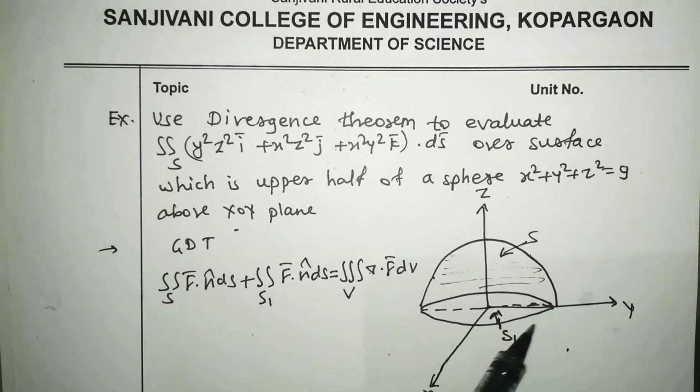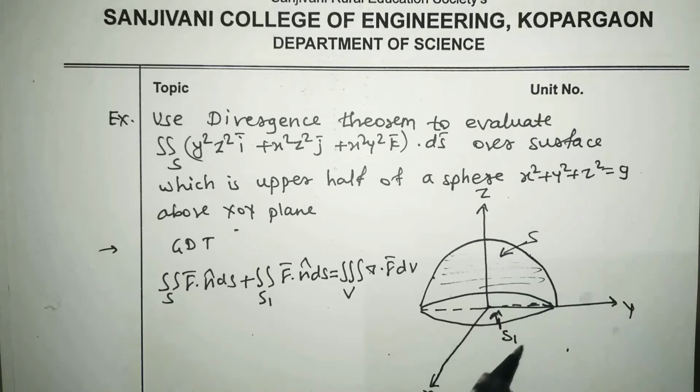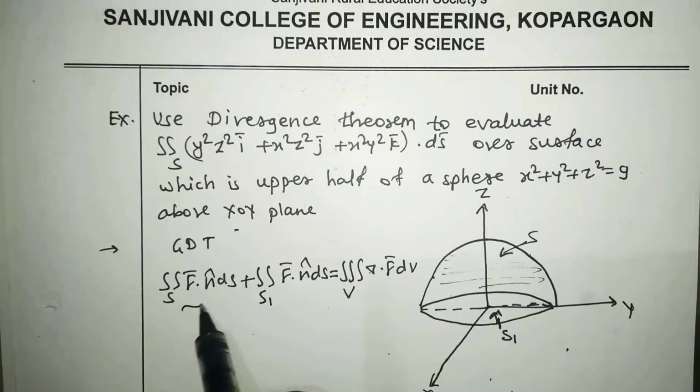But when this surface becomes closed, so if you add this surface S and surface S1, that means double integration over S f bar dot n cap dS plus double integration over S1 f bar dot n cap dS is equal to triple integration del dot f bar dV. That is the actual statement of this Gauss divergence theorem for this type of example.